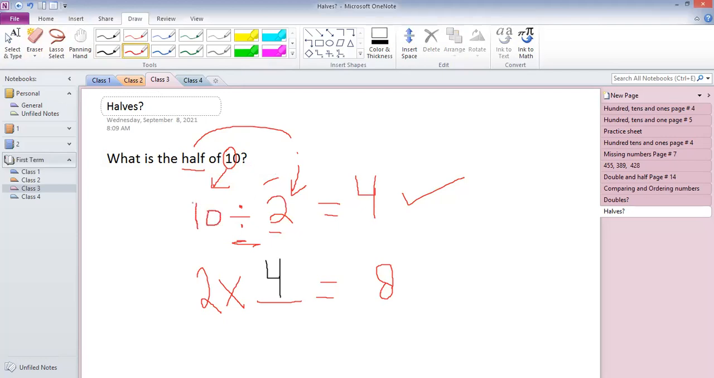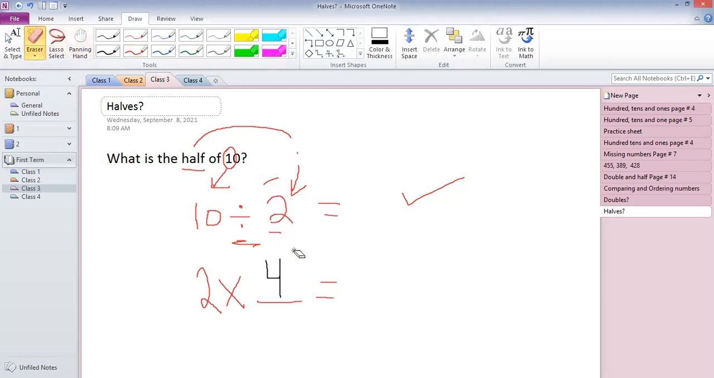Because you are finding out the half of 10, you write 10. As you have to find out the half, you will divide it by 2. 10 divided by 2 equals what? This is what you have to find out. So again, you will check the table.